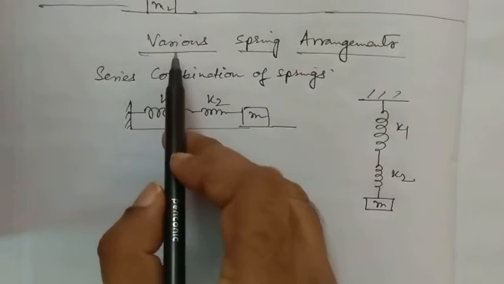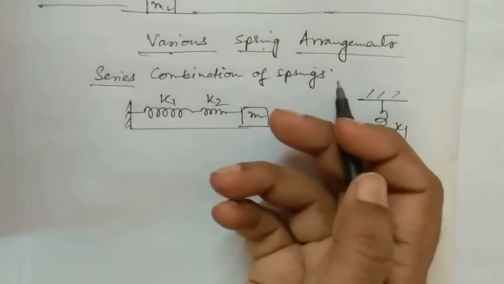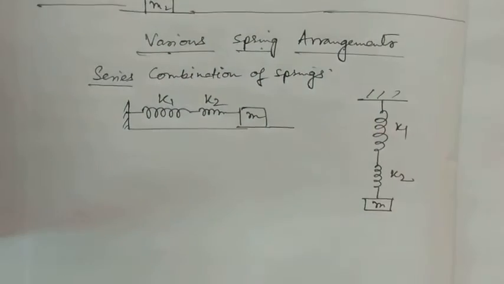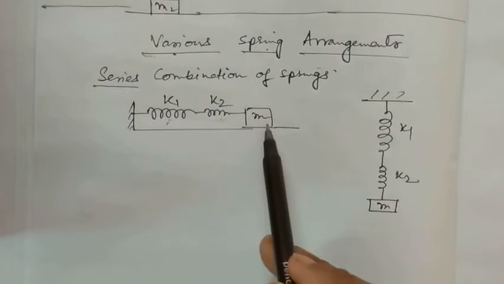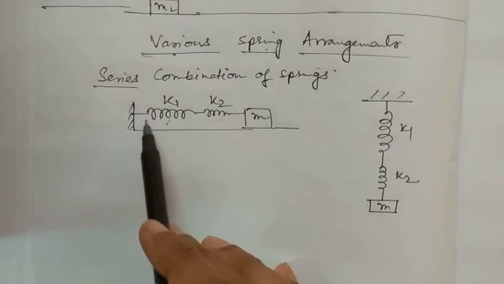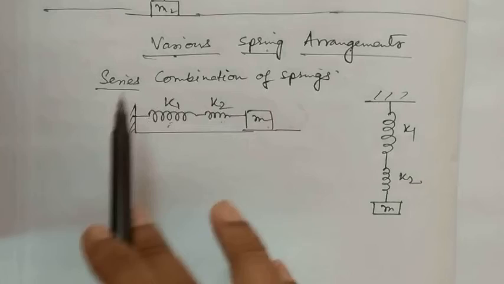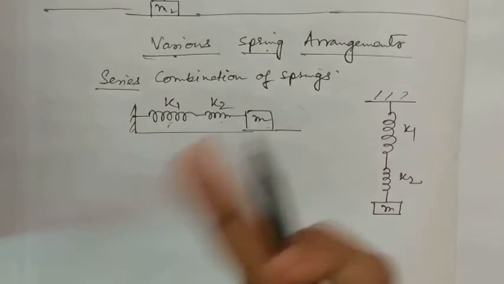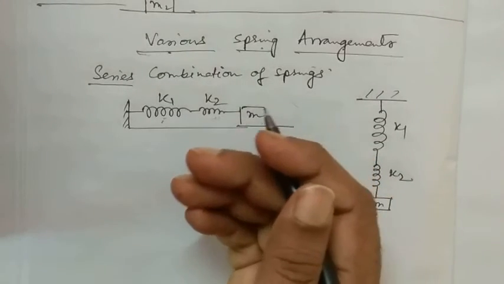Now we start with various spring arrangements. That means series combination of springs. Series combination, as we have studied in series combination of resistances in class 10. So these are two springs which are in series with the mass m. K1 and K2 are the spring constants of these two springs. Even if we show the series combination in this fashion, or the horizontal mode or the vertical mode, it remains the same as we have seen earlier. So the first thing we have to do is derive the formula for the time period.